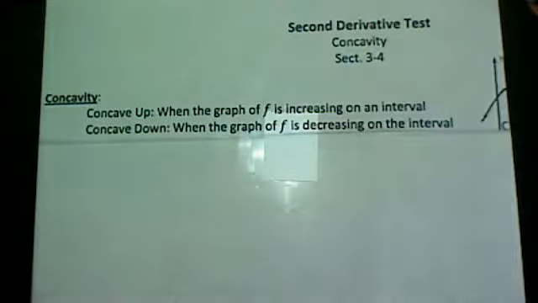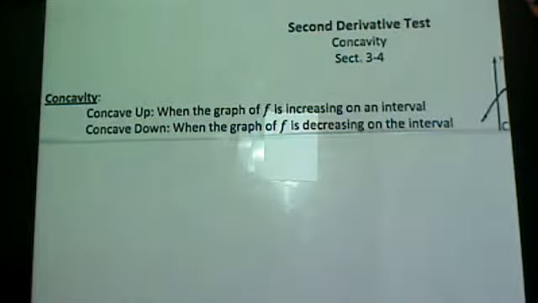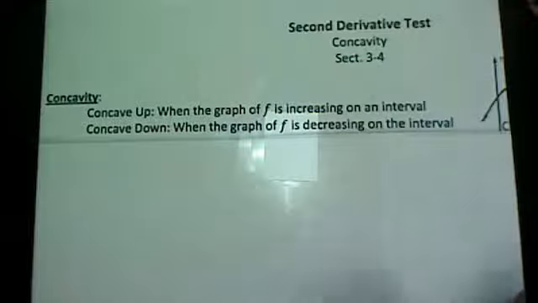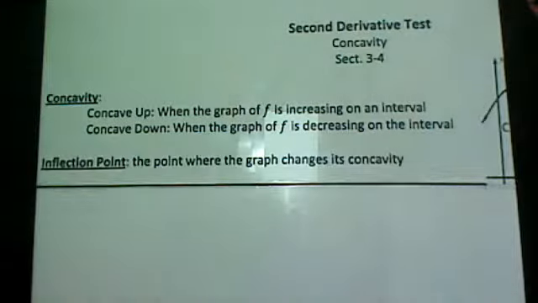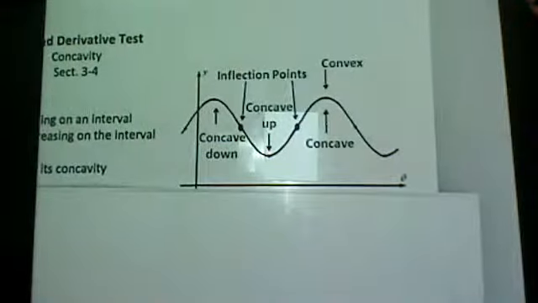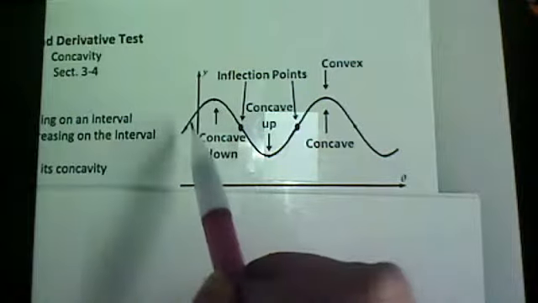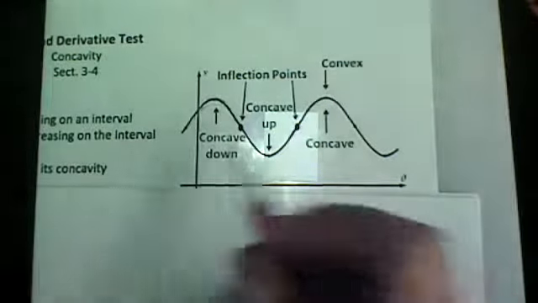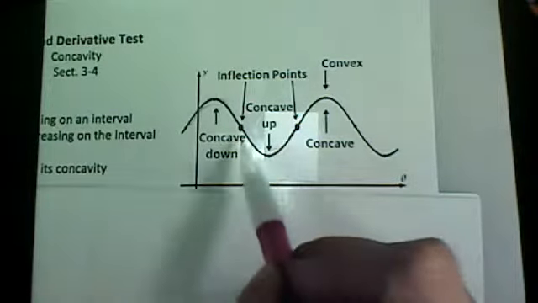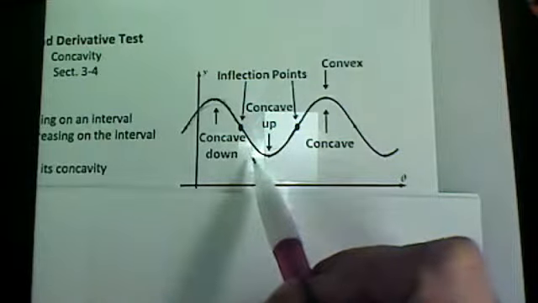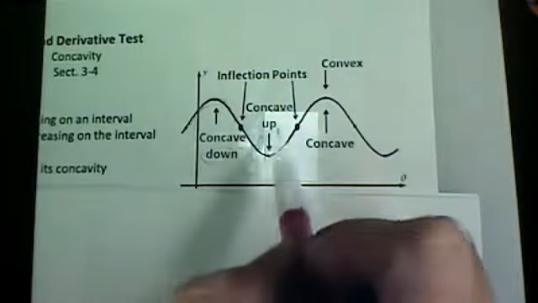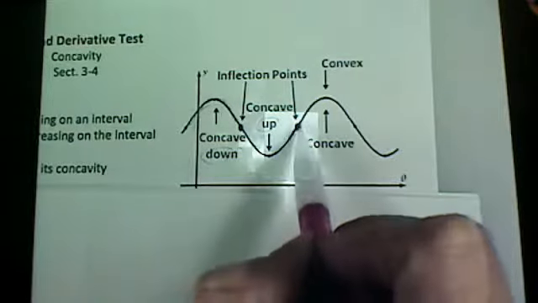Concavity is, think bowls. It's like a bowl, both concave up, where the graph of f is increasing on an interval, or concave down, when the graph of f is decreasing on the interval. This is usually easier to see in an actual picture. This is concave down, because notice that the curve is going down, facing down. This is concave up, because the curve is facing up. I like to think of it as when you're having a down day, you're frowning. When you're having an up day, you're smiling.